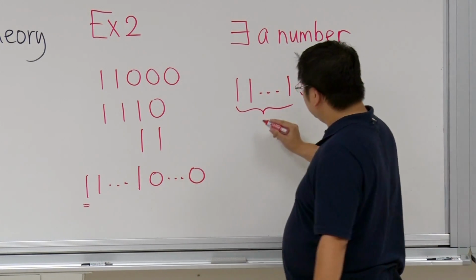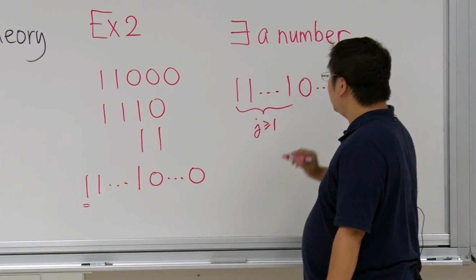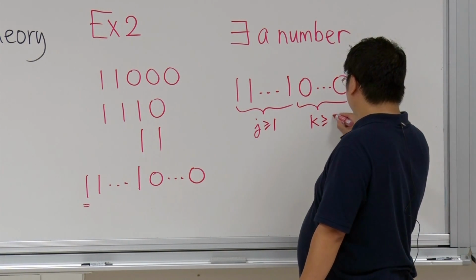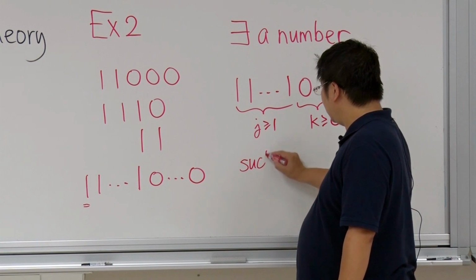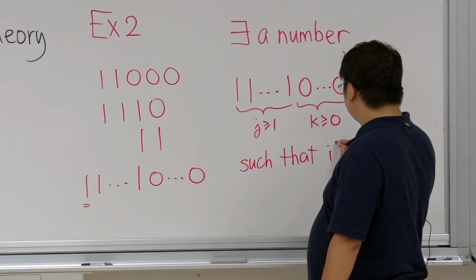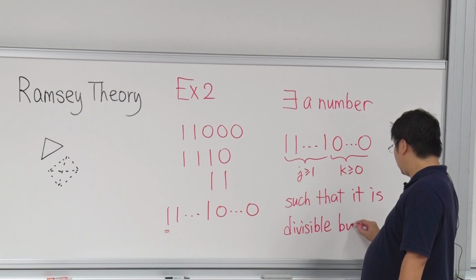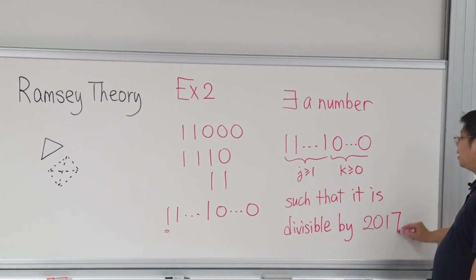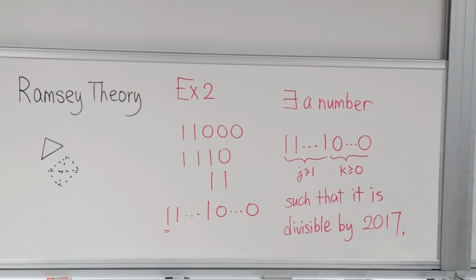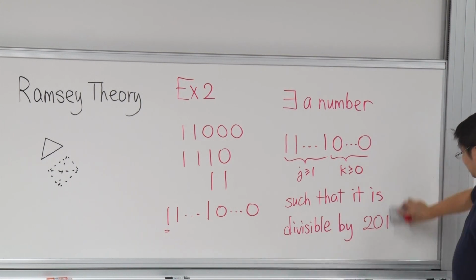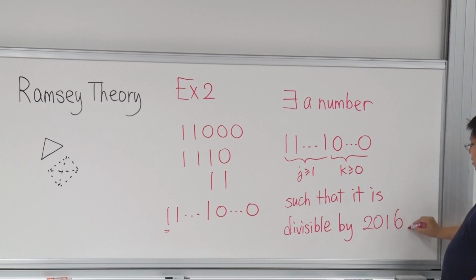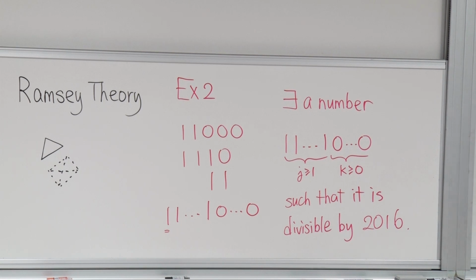So let's say there are j 1s and there are k 0s, such that it is divisible by, let's say, 2017. So next year is 2017. Or maybe if you like 2016, yeah, let's try 2016. So how can we show this? Everyone understands this question, right?